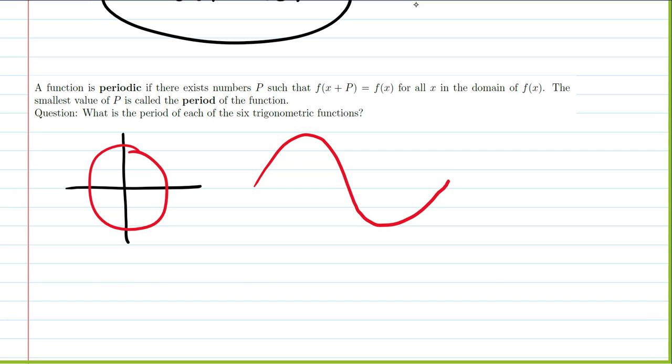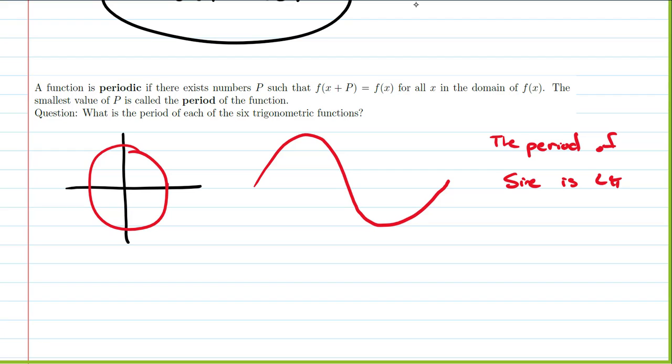But after we've completed one trip around the circle, what's going to happen? Well, if I go around once, all of my coterminal angles are going to give me the same values. So the period of sine is 2 pi.